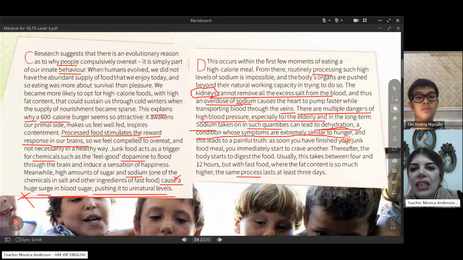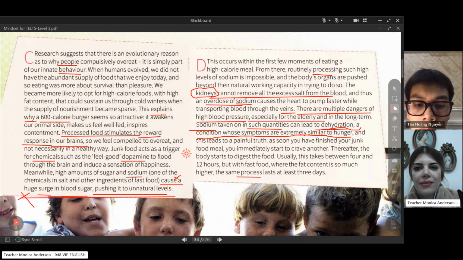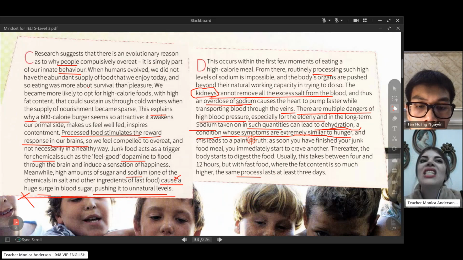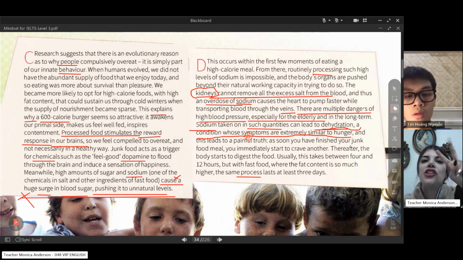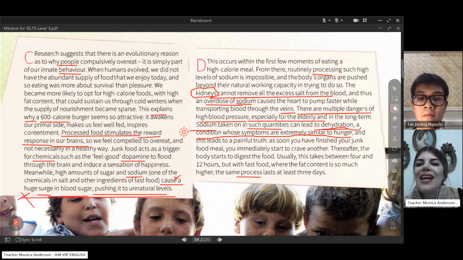Read. So symptom means sign. So dehydration, symptom, we could find one anchor, one keyword. So what is the answer? The signs of dehydration.